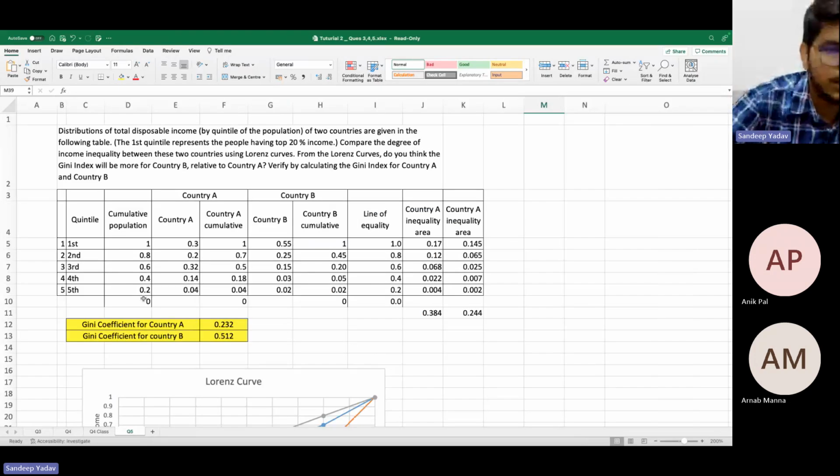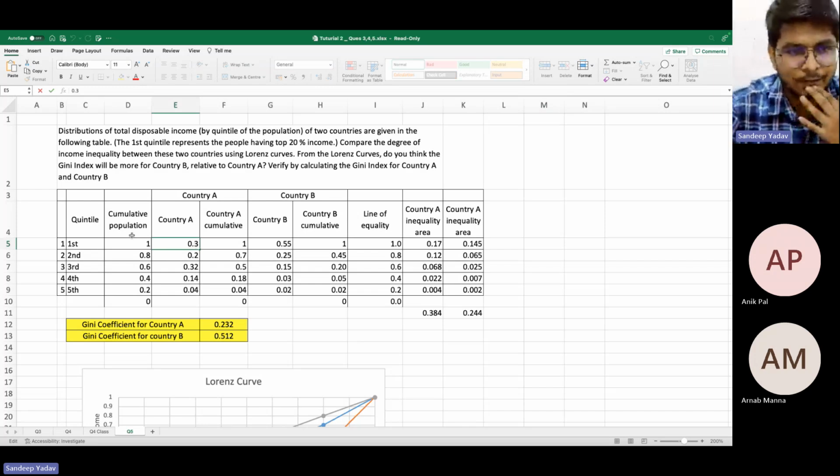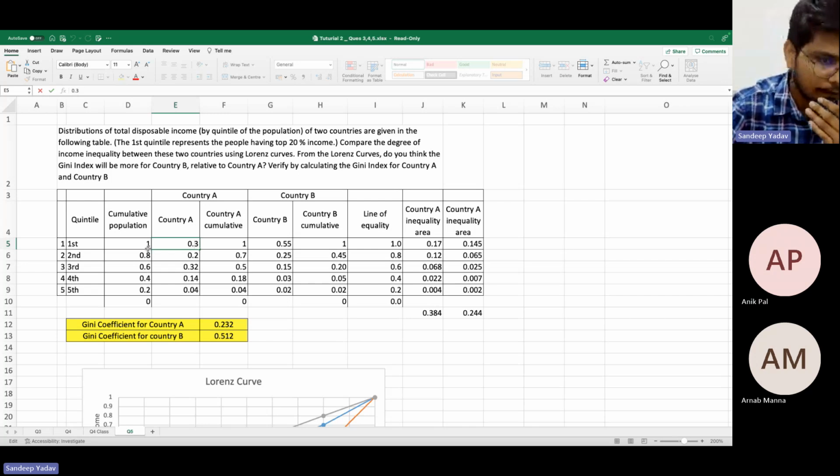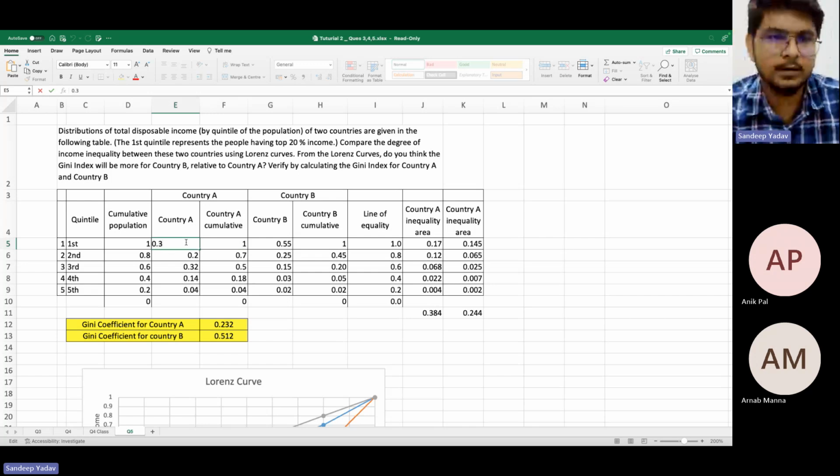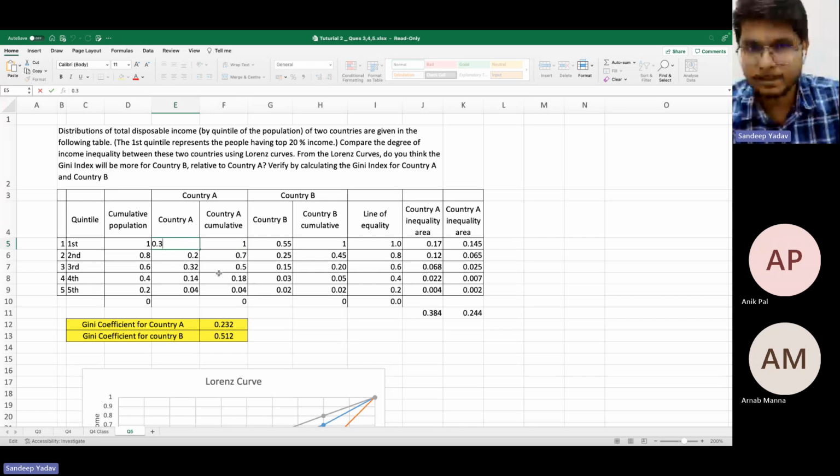Okay, let's move ahead. That will be 0 to 1. For the first quintile, 100% is given. For country one, if you want to draw a line of equality, we have all the values from 0 to 1. We have divided everything into 0 to 20%, 40%, 60%, 80%, and 100%. The first 30% has an income of, if you see here, cumulative was given 30%. Second is given for the 20%, 32%, 14%, and 4%.